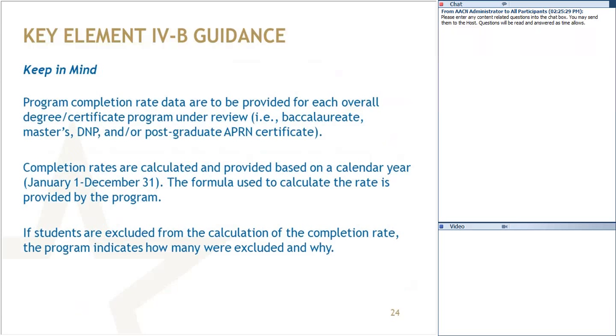So keep in mind, program completion rates are provided for the overall degree program under review, not all of the tracks. Completion rates are calculated for a calendar year, not an academic year, and schools are required to give us the formula that they're using to calculate those completion rates. And if students are excluded from the calculation, then schools are expected to explain why the students were excluded and how many of those students in those categories were excluded.